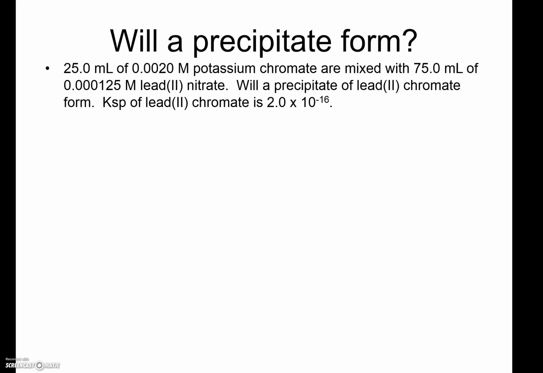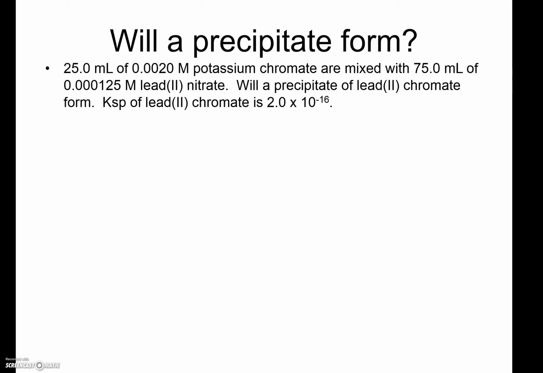When we look at KSP problems, sometimes we're asked to decide whether or not a precipitate is going to form when two solutions are mixed together. So if we look at this particular problem, we're asked if we were to mix 25 milliliters of 0.0020 molar potassium chromate and 75.0 milliliters of 0.000125 molar lead nitrate, will a precipitate form?